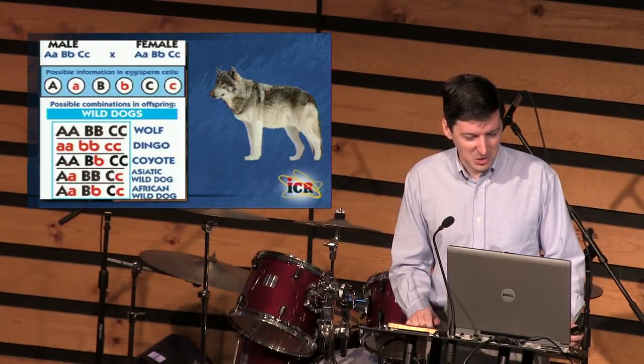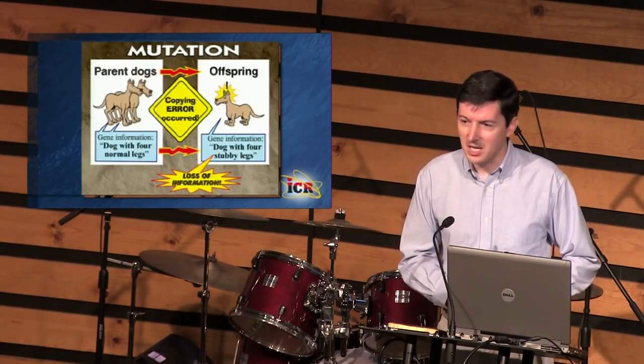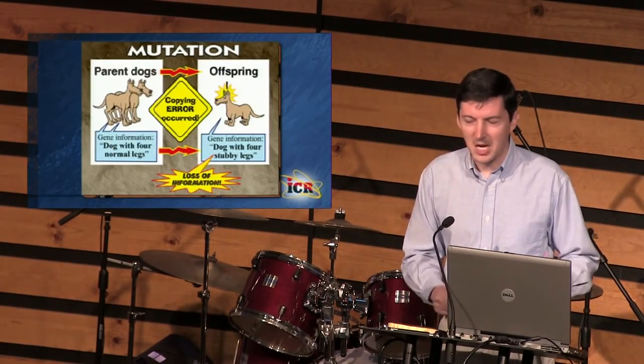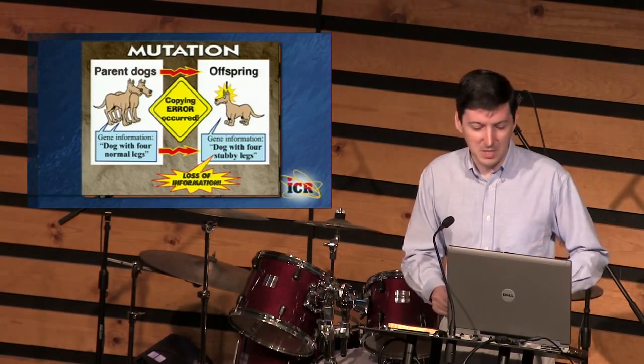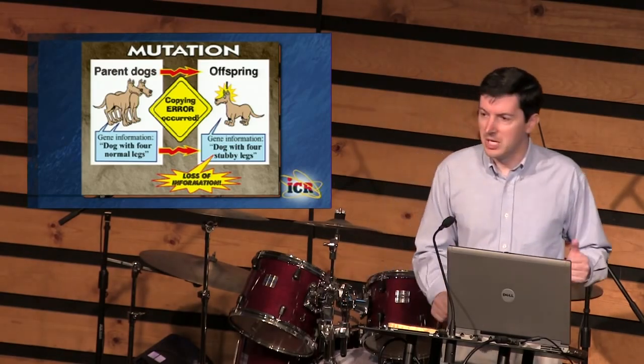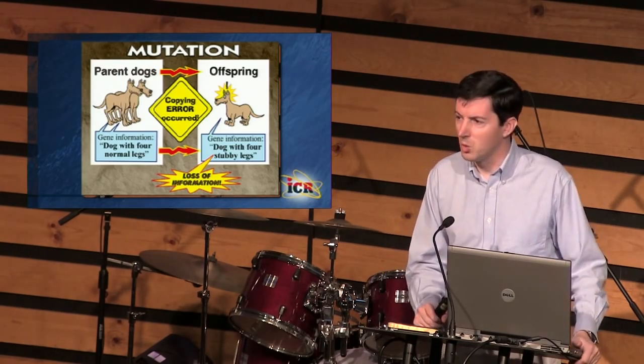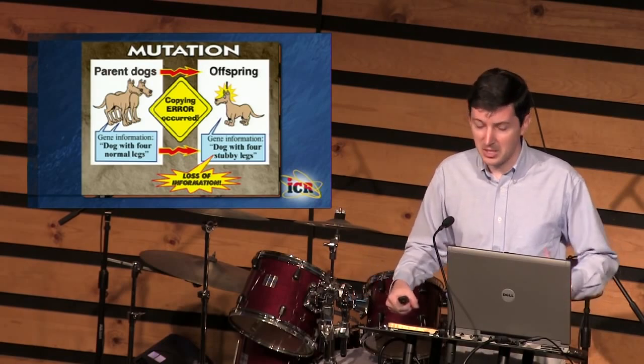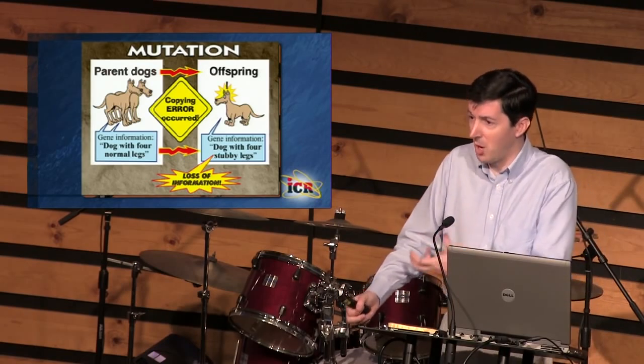So we got to talk about mutations. A mutation basically is a mistake in the DNA. You can think of it like a typo in your DNA. It's a copying mistake. And suppose you have genes in dogs for 4 normal legs, which all dogs should have. That information is not variable. All dogs should have proper legs.